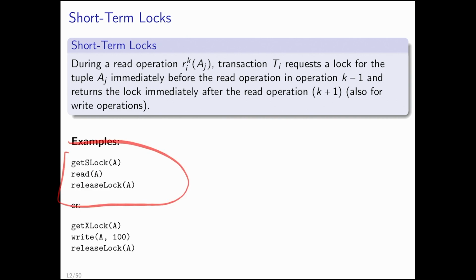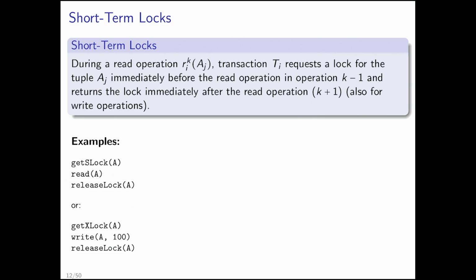Here, for example, you want to read, but you first have to get the shared log on A. If you don't get the shared log, you halt the transaction. So you will be stopped if you don't get the log. Maybe because there's an exclusive log already existing on A. But once you get the log, you read the data object and then you release the log. So this is really a pattern: immediately before reading, you acquire the log. And when you're done reading, you release the log.